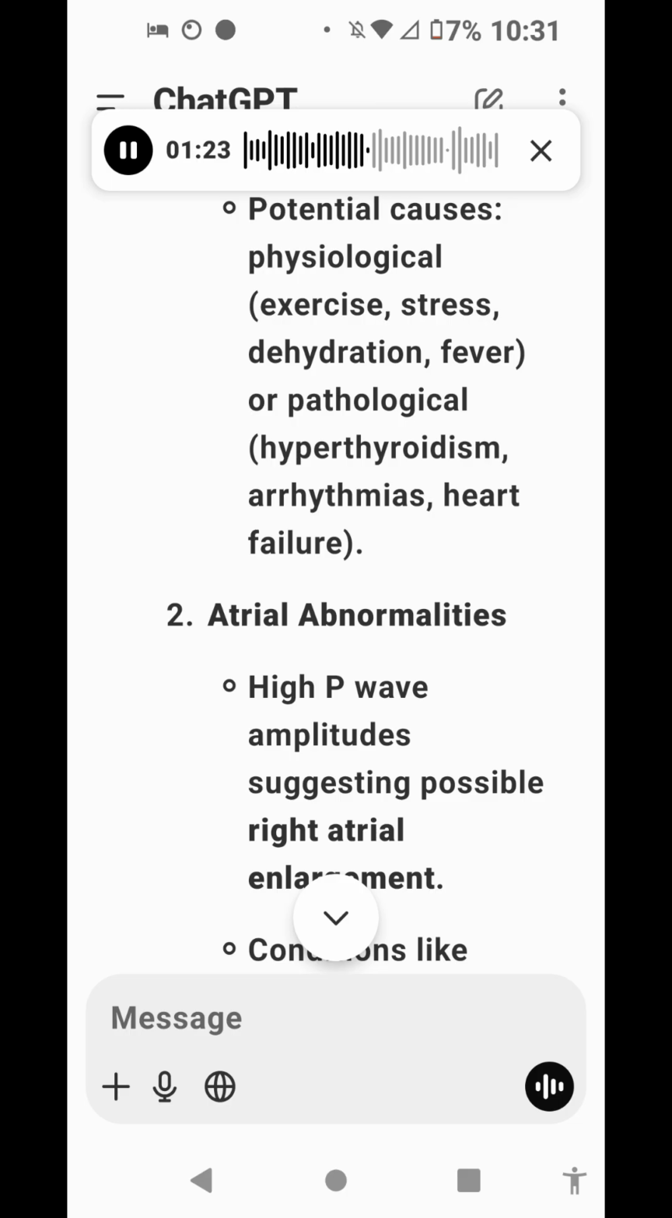Importance of medical evaluation. Comprehensive workup, further tests like blood work, e.g. electrolytes, thyroid function, echocardiography, stress tests, or cardiac imaging are essential to pinpoint the cause. Prompt action. Addressing these findings quickly can prevent complications like worsening cardiac function or arrhythmias.